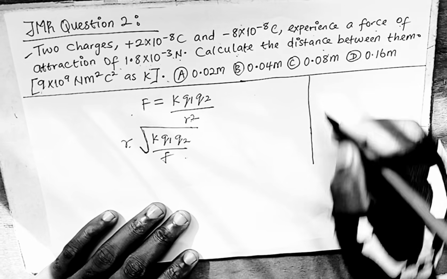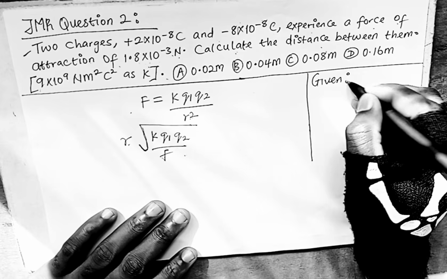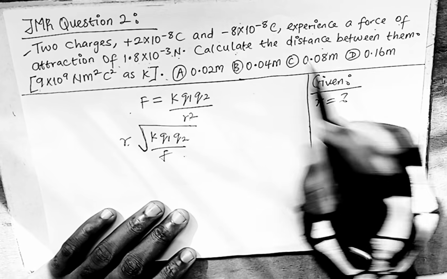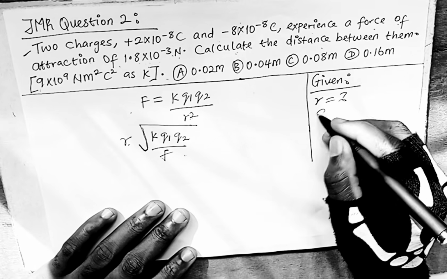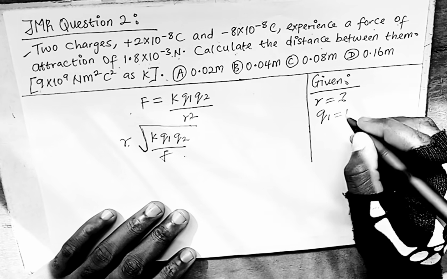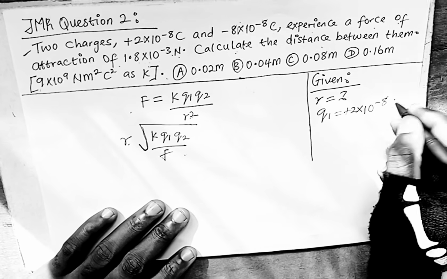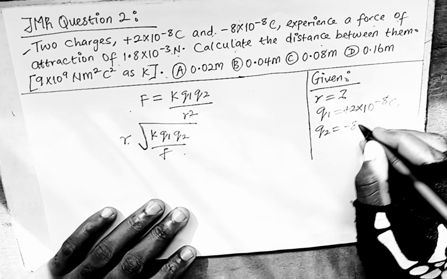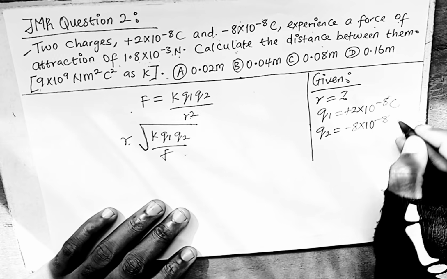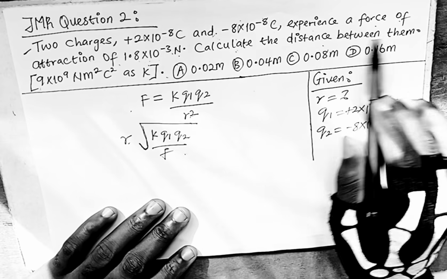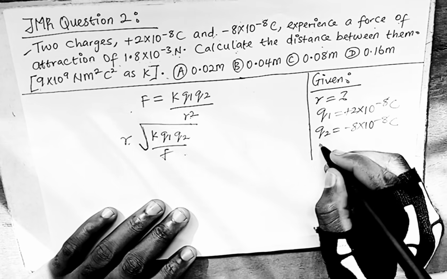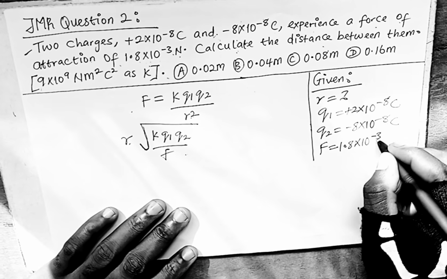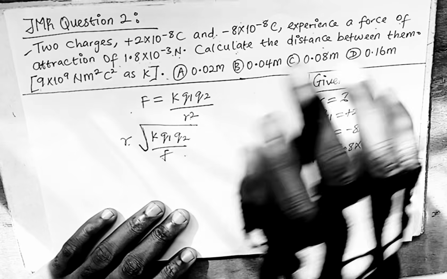First of all, let's look at all we were given. Let's write them down here. They told us to find the distance between them, R equal to question mark. They gave us the point charges, Q1 equal to plus 2 times 10 raised to the power minus 8 coulomb. Then Q2 equal to minus 8 times 10 raised to the power minus 8 coulomb. They experience a force of attraction, this is the force, equal to 1.8 times 10 raised to the power minus 3 Newton. All the units are in order.